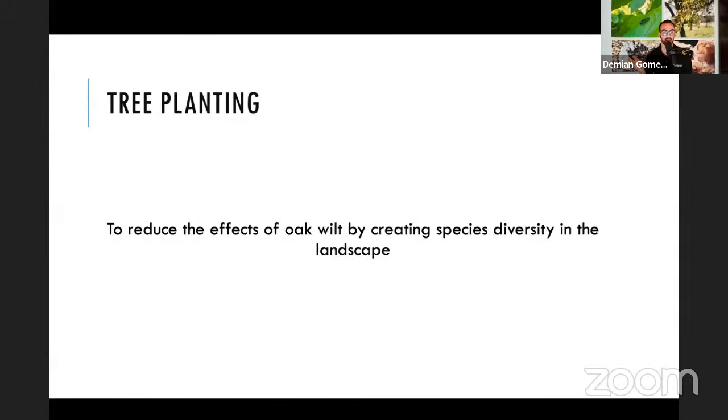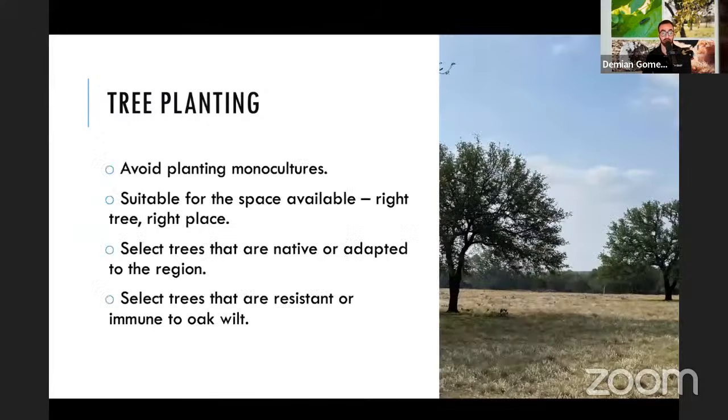So moving forward to tree planting, of course, we want to reduce the effects of oak wilt by creating diversity in the landscape. This is something that is very relevant. Basically, what we want to avoid is planting monocultures, right? We want to have the right tree for the right place. And of course, selecting trees that are native or adapted to the region, and trees that may even be resistant or immune to oak wilt, basically selecting other tree species for that landscape that we are discussing.